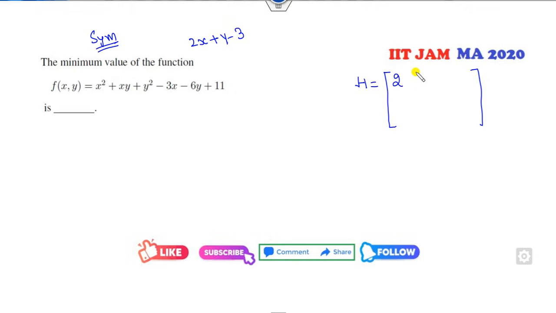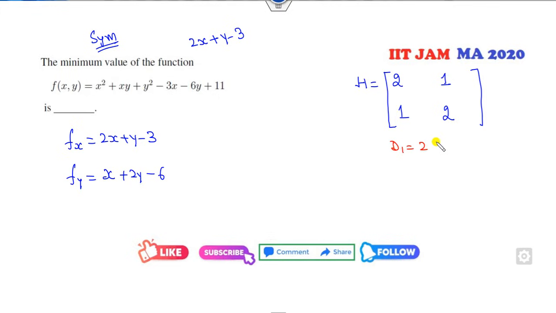What is the second derivative of this? It is 1. What is the mixed derivative of y with respect to x? It's 2x plus y minus 3. f_y will be x plus 2y minus 6. So the mixed derivative will be 1. Fine. So clearly, fxx = 2 is greater than 0. D2 is the determinant of this. So when both are greater than 0, it is a minimum.